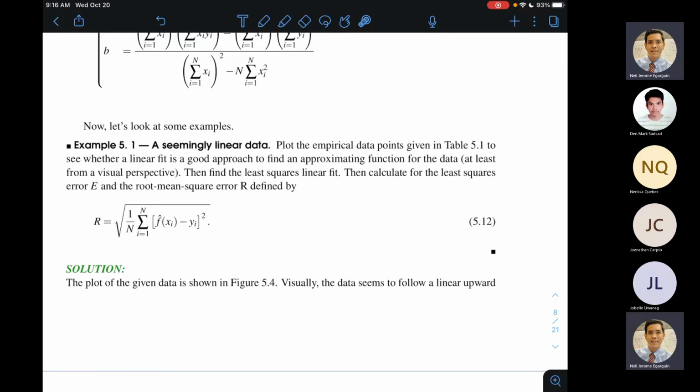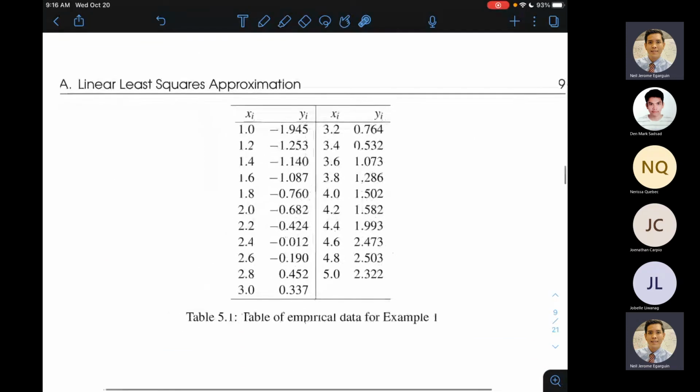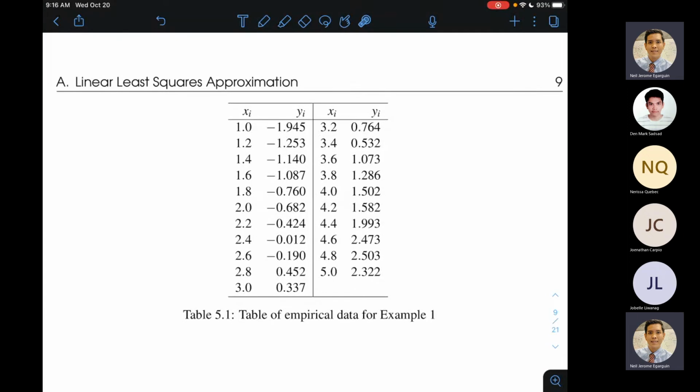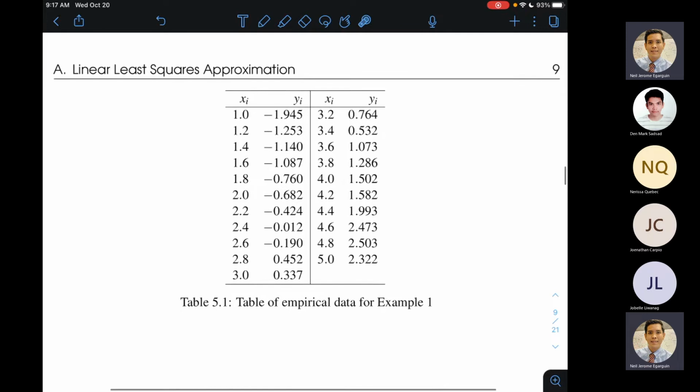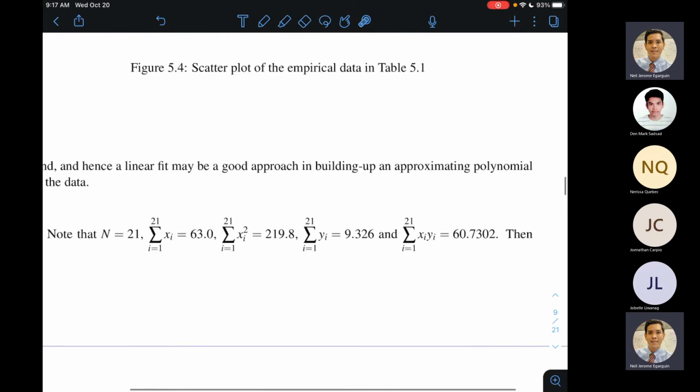Okay, let's do this step by step. Table 5.1 is our given data. This might be brought about by an experiment or by a simulation. All right? Then if I plot this as a scatter plot, this is what it looks like in figure 5.4. And you see that it looks like a straight line, or the trend of the function is really linear. Right? So this plot gives an indication that it looks good to use a linear fit for our data. Right? So if that's the case, then we'll proceed.